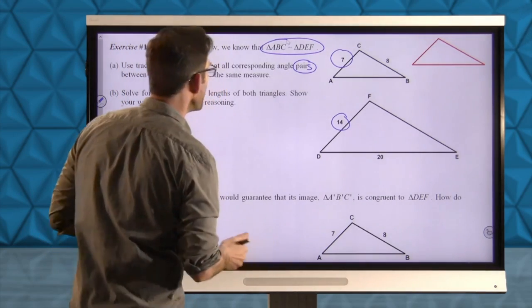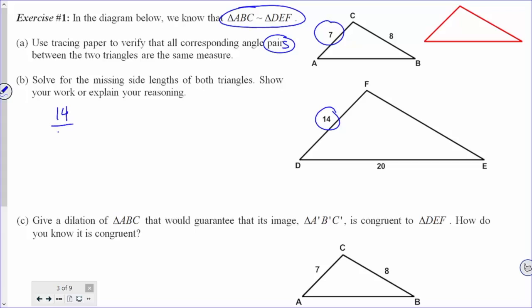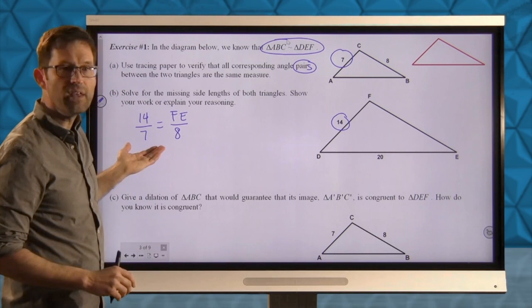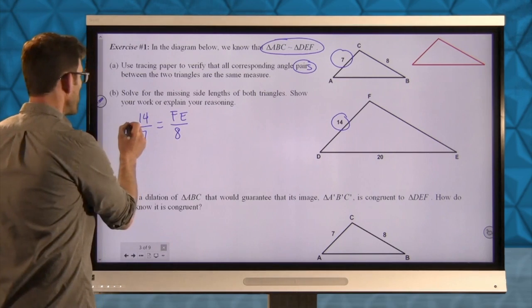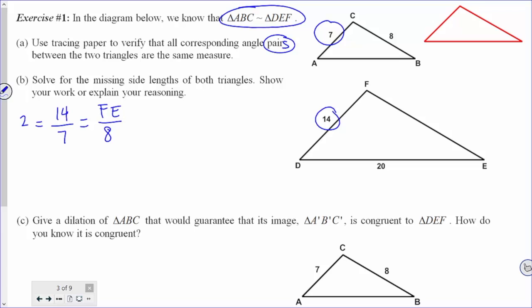And what we can now say is if I take that 14 and I divide it by 7, that's going to be the same as if I take this side, EF or FE, and I divide it by this side that corresponds to it, which is 8. And because FE is the only thing I don't know here, I can easily solve for it. Now, you probably already realize something very simple, which is that 14 divided by 7 is 2. So given that this is 2, I can just multiply both sides by 8, and FE must be 16.